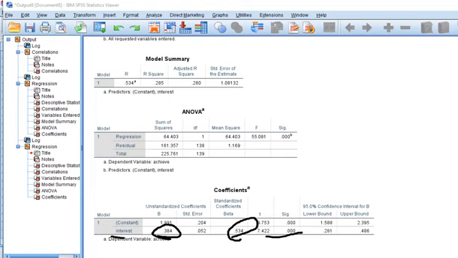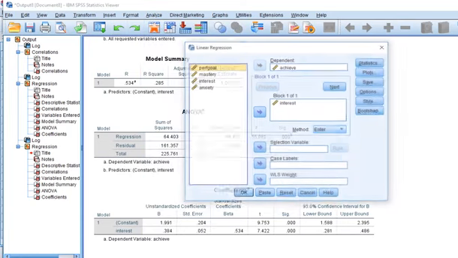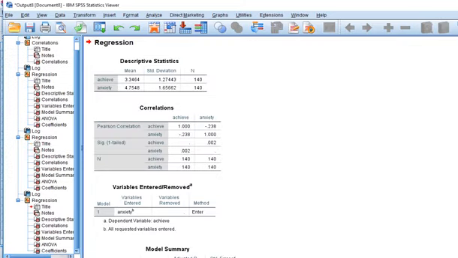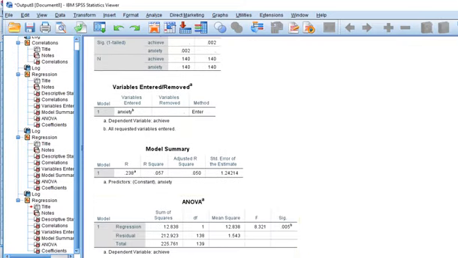We'll also look now at the anxiety variable. So I'm going to move this out, put anxiety in, and click on OK. And so now you can see that the R-square value is 0.057, so anxiety is accounting for about 5.7% of the variation in achieve. It would still be deemed as statistically significant in the model.